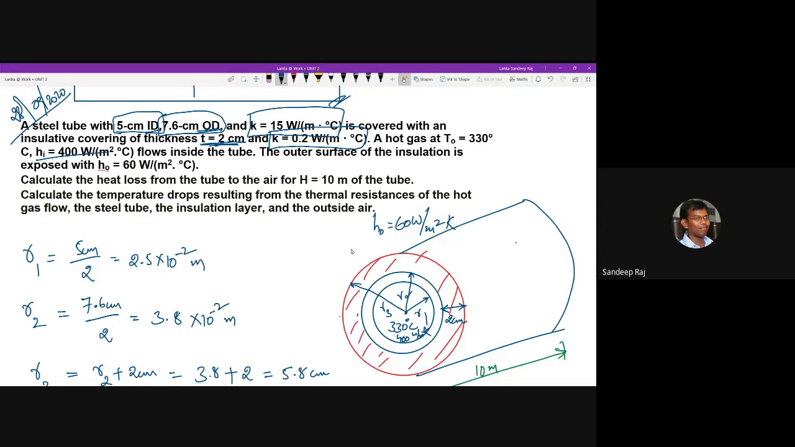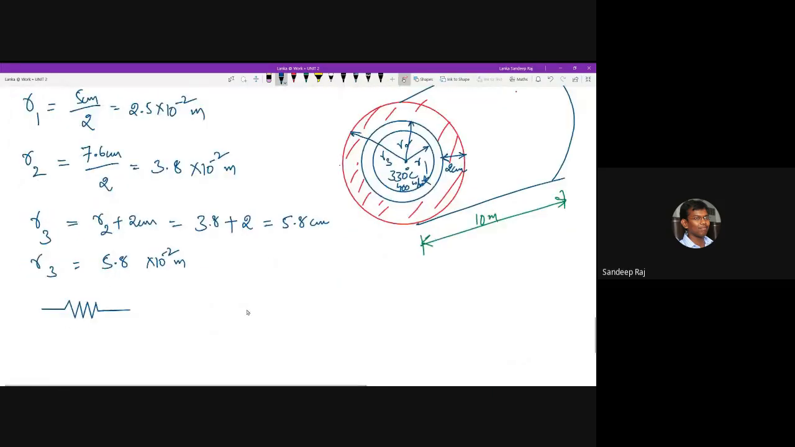That's it. Everything that is given in the question you have taken, and what is asked is to calculate the heat loss from the tube to the air. So what is the Q value you have to find out. Finding the Q value is the question. For that, what we have to do is take the resistance concept again here.